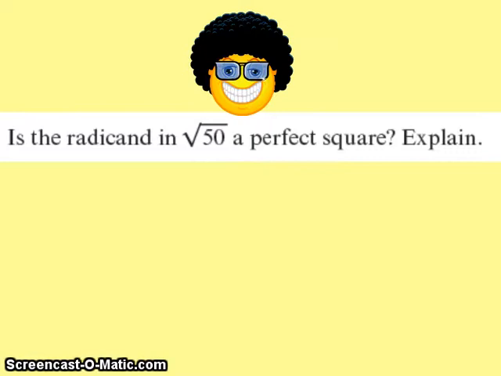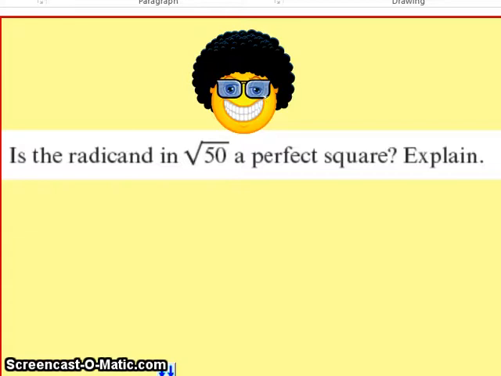Here's an example problem. You definitely need to write this one down in your notes. The question is, is the radicand in the square root of 50 a perfect square? And explain. First, we need to know what's the radicand in the square root of 50. The radicand means the value underneath the radical, which here is 50. Now, is 50 a perfect square? Well, it ends in 0, so it's a good candidate. We know it has to end in 0, 1, 4, 5, 6, or 9 to be a perfect square. Now, is there a number that we can multiply by itself to get 50?